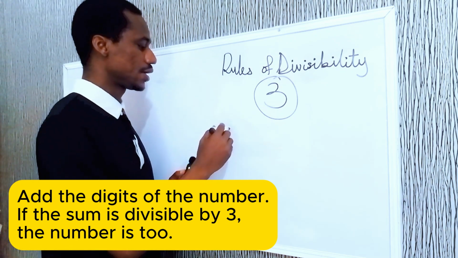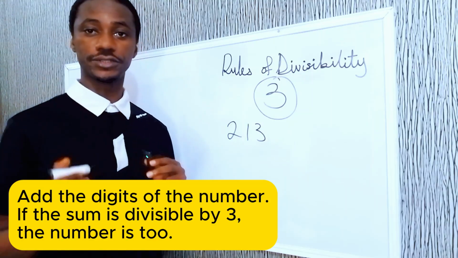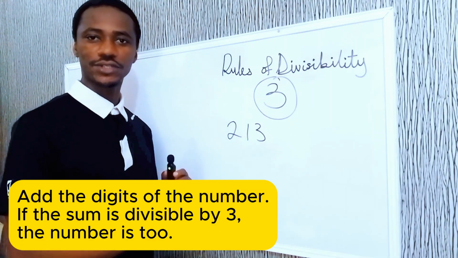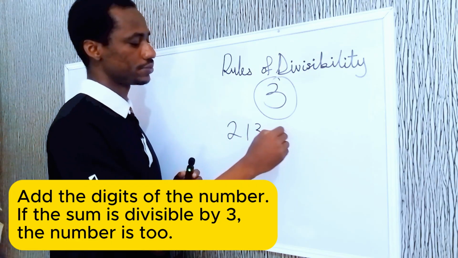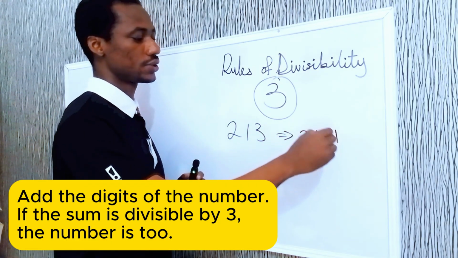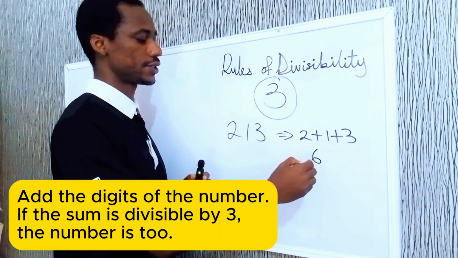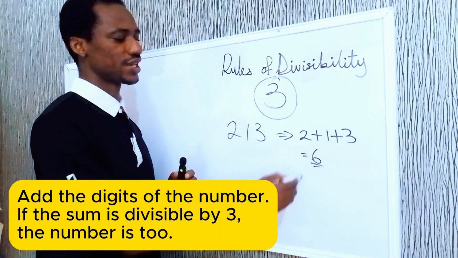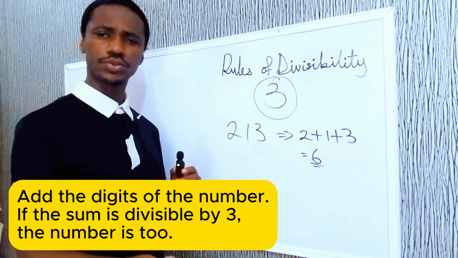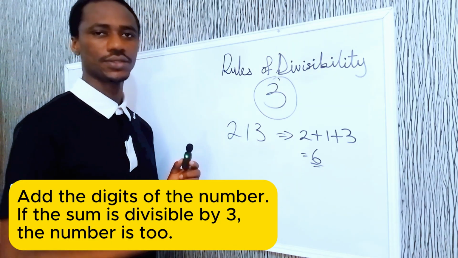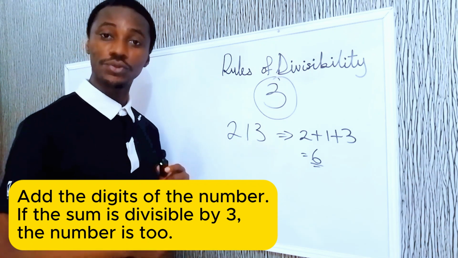So for instance, I have 213. For me to check if this number is divisible by 3, I will sum up the digits. So I'll do 2 plus 1 plus 3. 2 plus 1 is 3, 3 plus 3 is 6. Then I'll check, is this sum a multiple of 3? Yes, 6 is a multiple of 3. So that means 213 is divisible by 3.